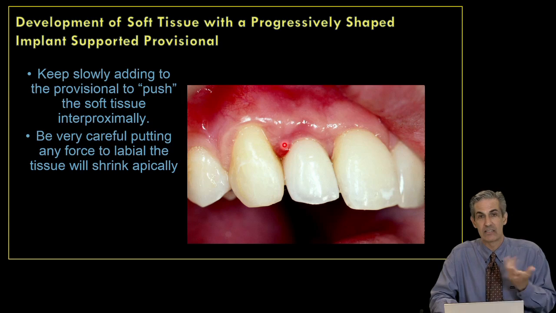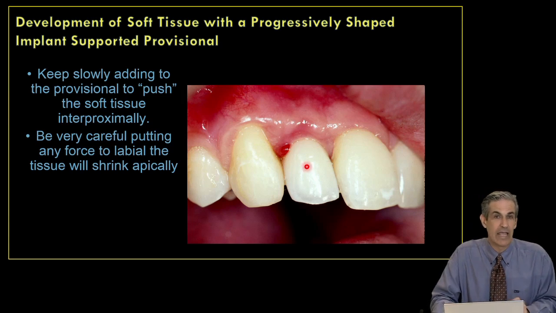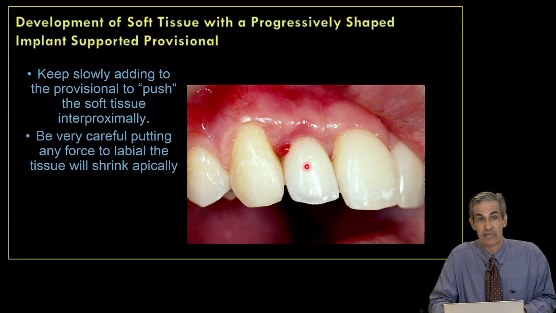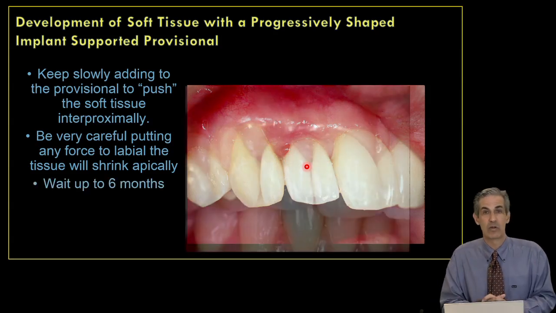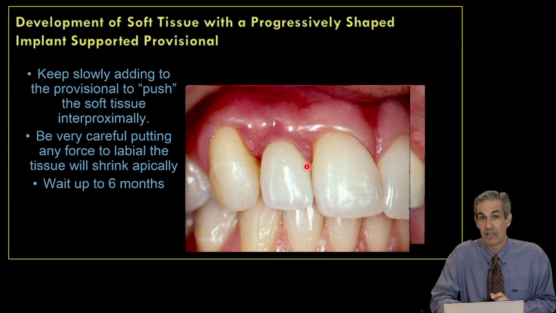At this point, I actually did remove it and allowed it to continue to heal for a full 6 months. At the end of that 6 months, we reevaluate our tissue. What does it look like? We have been able to develop some interproximal tissue. We filled that site fairly nicely. I probably closed it a little bit, but not bad.